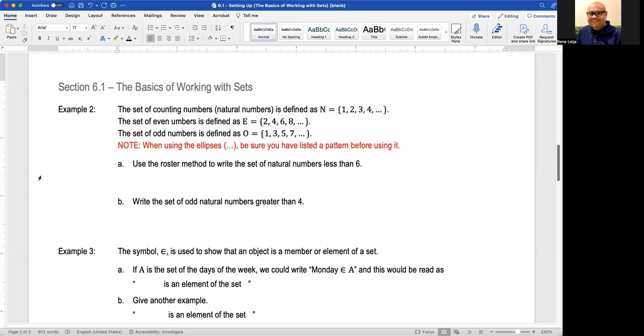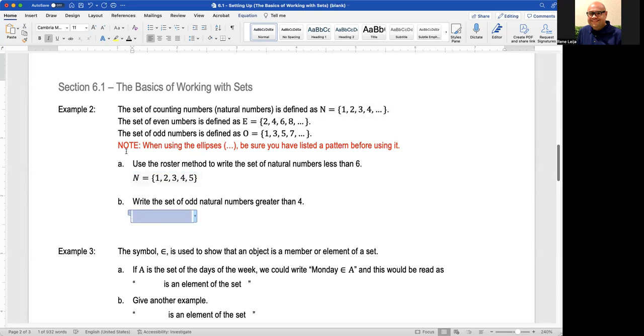It just keeps going. So when I use the roster method, remember that you're going to put that in a set of braces. Now it says that the natural numbers have to be less than 6, so I cannot include 6. It didn't say that I could include 6. So I have to stop just before that. So it's just 1, 2, 3, 4, 5.